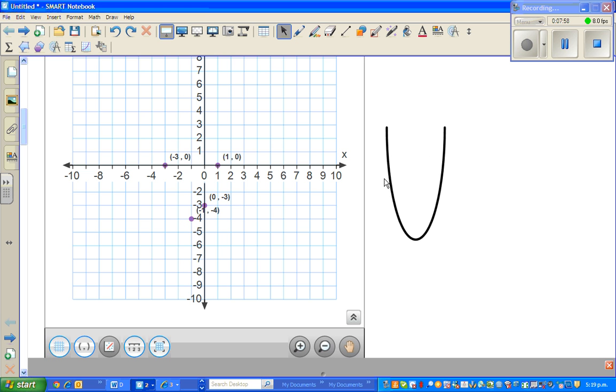Now I already have this parabola. I'm going to fit it exactly over these points. So here we go, this parabola looks like this. So these are the three major points. I'll continue this in the next video.